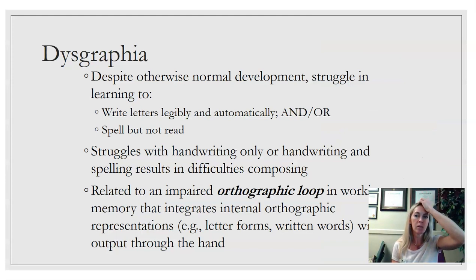So let's start with dysgraphia. What is it? Well, it's not being able to write letters automatically. Not being able to write letters, spell, but being able to read at the same time. So someone with dysgraphia can read, but has difficulty with writing and spelling, or just using that orthographic loop of being able to form letters and written words with output through the hand.